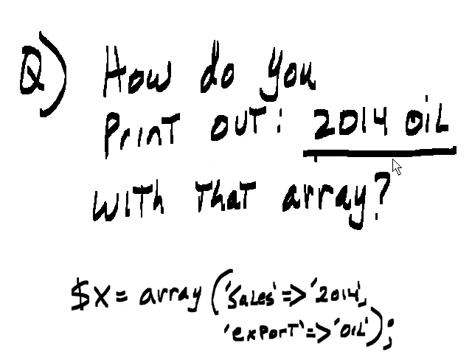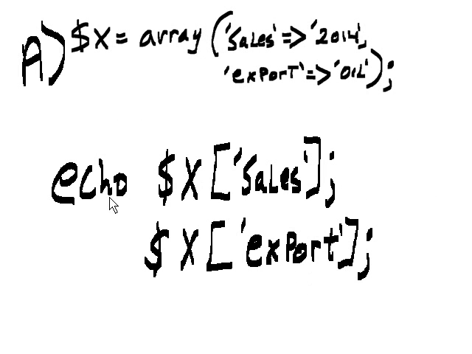How do you print out 2014 oil with that array? These guys, the ones that are being pointed to. Echo $x, sales, in quotes, and squares, and a semi. $x, export, in single quotes, and squares, and a semi.